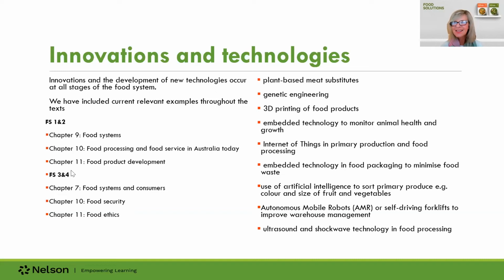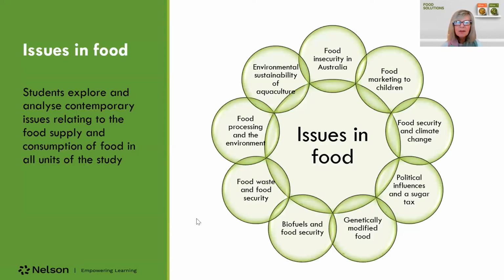Issues in food, thanks, Susanna. So students in both year levels will need to explore and analyse contemporary issues relating to food supply and consumption of foods. So we've just given a few examples there, but there are many others in the book. These often relate to public scrutiny, government action and regulation. So for example, sugar taxes or climate change initiatives, those sorts of things. So students will work with these issues to make sure that they have a good understanding of those issues and how they're going to impact on the food system.